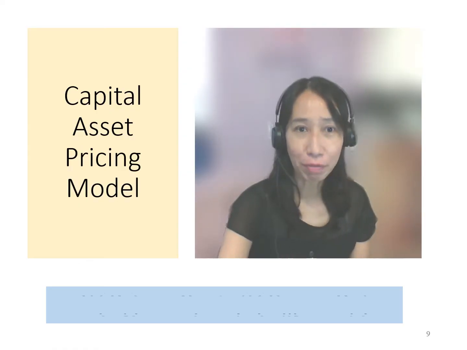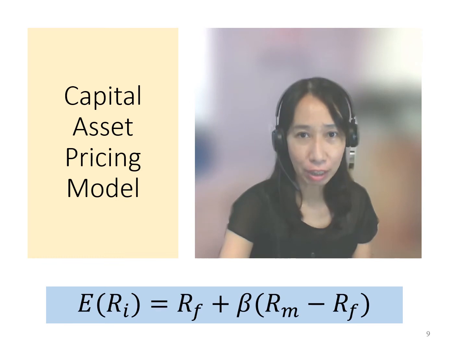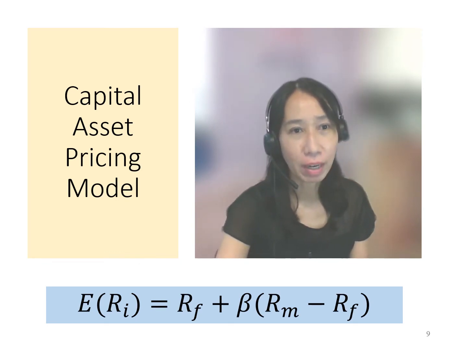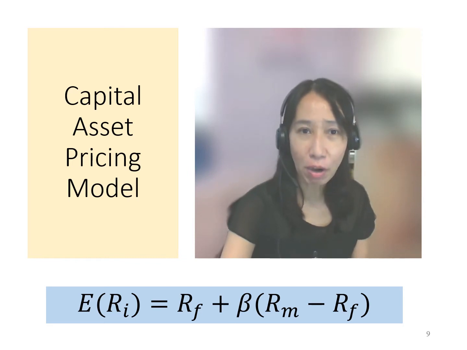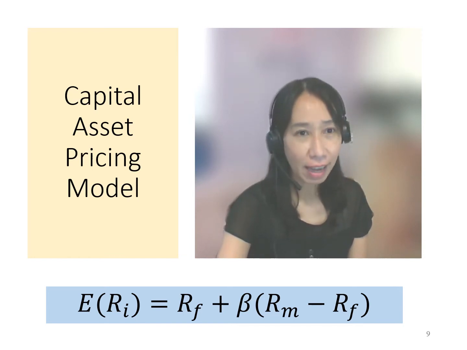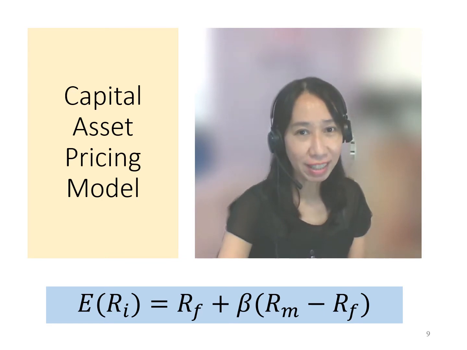As shown in the formula of CAPM, the expected return is derived from the risk-free rate plus a risk premium. The risk premium is a compensation for investors for taking risks. Risk is measured by beta. The higher the beta, the higher the expected return by investors.